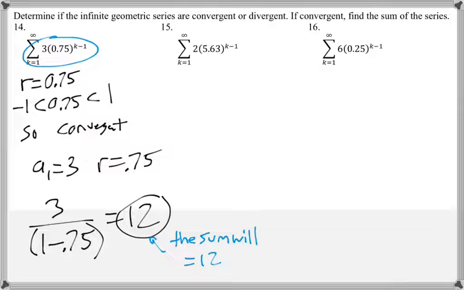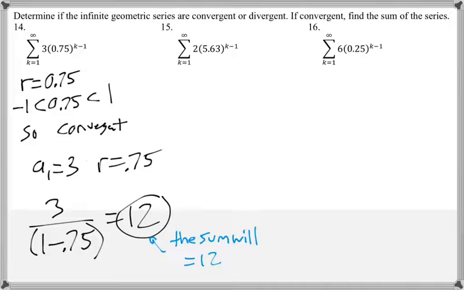A way to check this is if you just add up maybe the first 20 terms of this series, it should be a value that's pretty close to 12. So if you just plug in 1, plug in 2, plug in 3, plug in 4, and then add up the first 20 terms of this series, then it should be a number pretty close to 12. So if you want to check your work, you can do that.